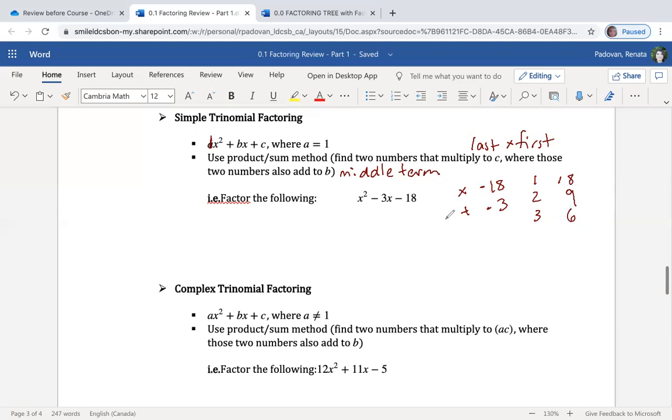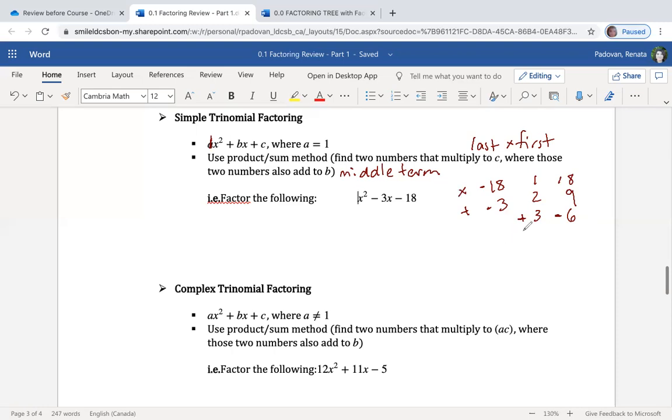And that's when you look at the sum number here. I want to add to negative 3. So then I look at what has a difference of 3, which 3 and 6 do. So how do I get negative 3? If the negative was on the 6, the larger number, negative 6 plus 3 would give me negative 3, and negative 6 times 3 is negative 18. So then those are my numbers.